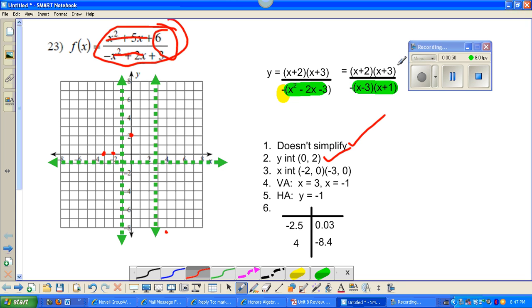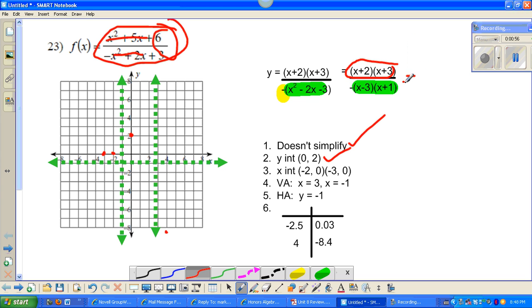For my x-intercepts, I looked at the numerator because ultimately when you set it equal to 0 and you cross multiply, the denominator goes away. So you're just left with x plus 2 times x plus 3 equals 0. So that's why I'm getting my x-intercepts. And this behavior right here is the thing that tells me something weird is going on. And I'll come back to that in just a minute.